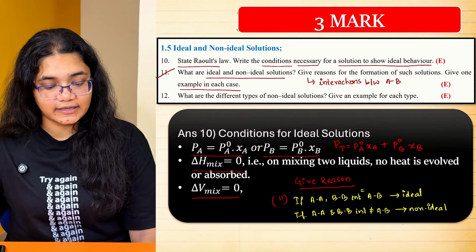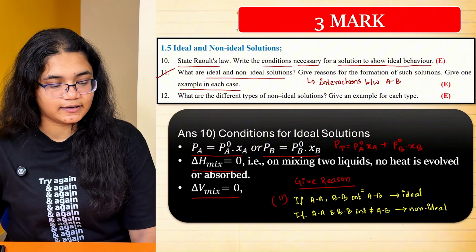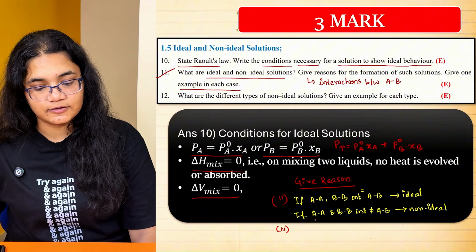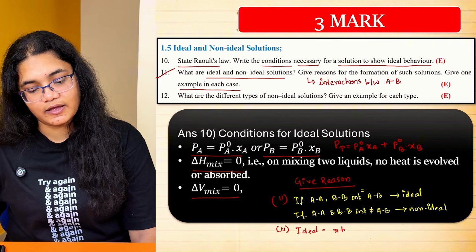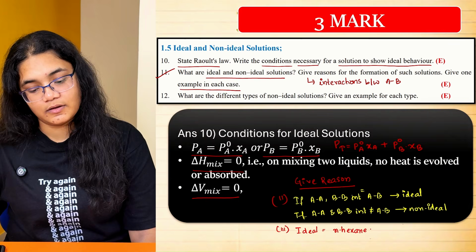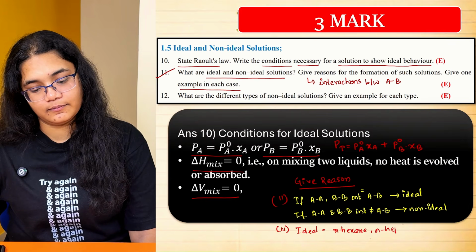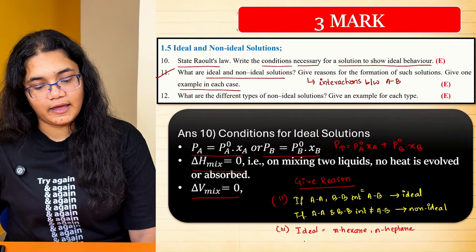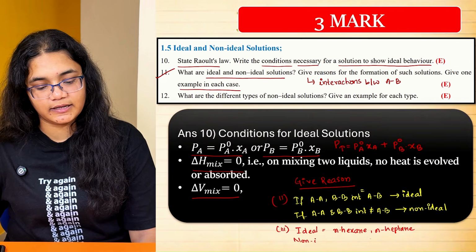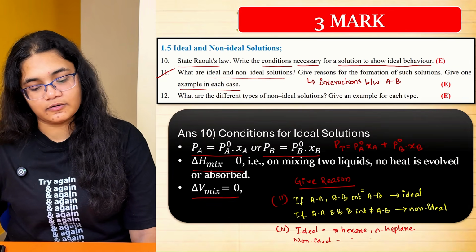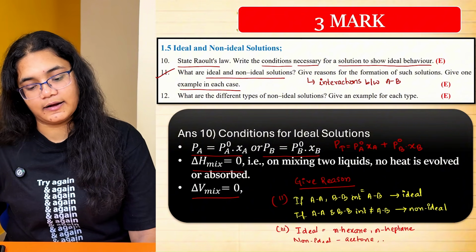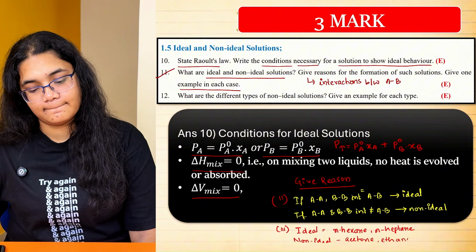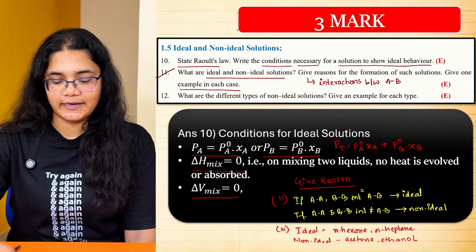Now, give one example in each case. If you want to write the example in each case, for ideal solution, you have the example of n-hexane and n-heptane. And for non-ideal, you can have many examples. You can write acetone and ethanol. Many examples are there, you can write any one.